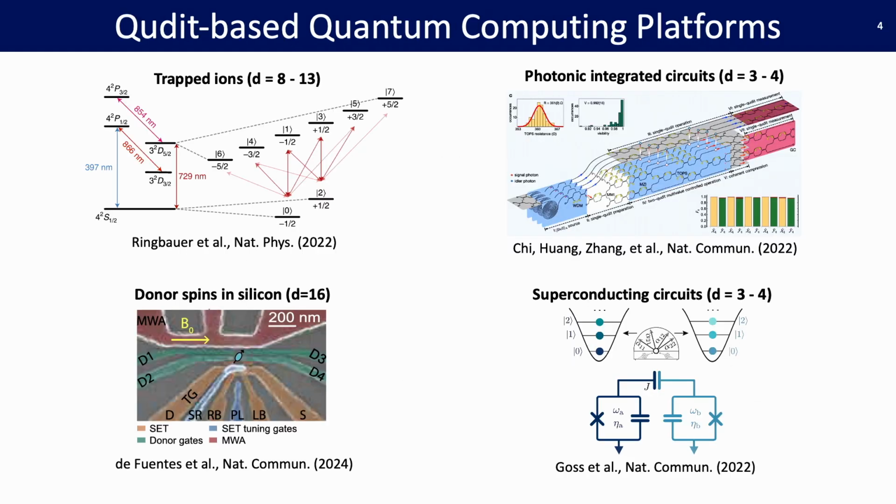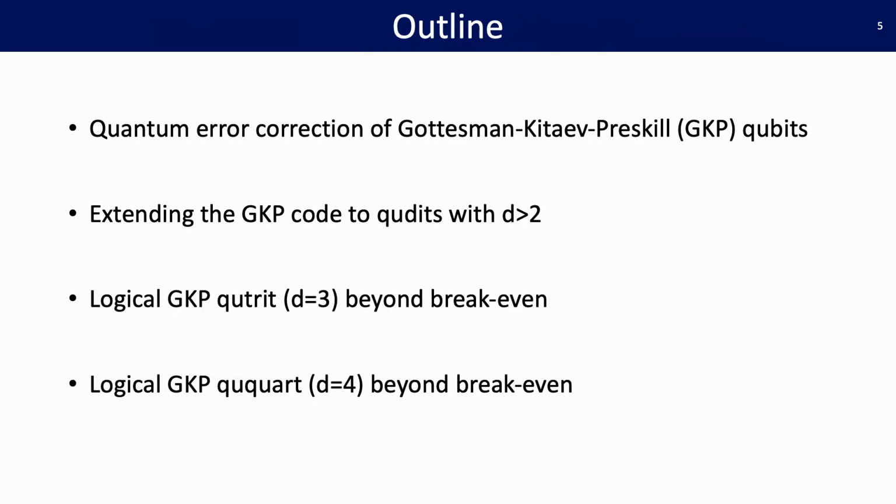For these reasons, there's been a lot of experimental effort put forward to realize qudit-based platforms for quantum computing. But to really deliver on the promise of these qudits beyond the NISQ era, quantum error correction is going to be necessary. So today, I'm going to present, to the best of my knowledge, the first experimental demonstration of error-corrected logical qudits with d greater than 2 using the Gottesman-Kitaev-Preskill bosonic code in a circuit QED architecture.